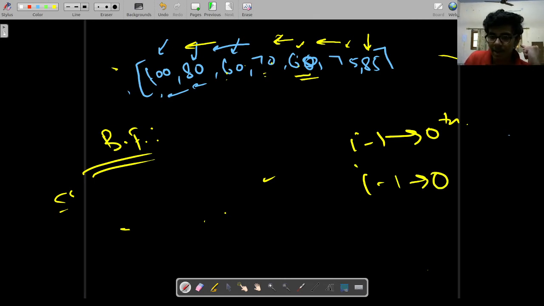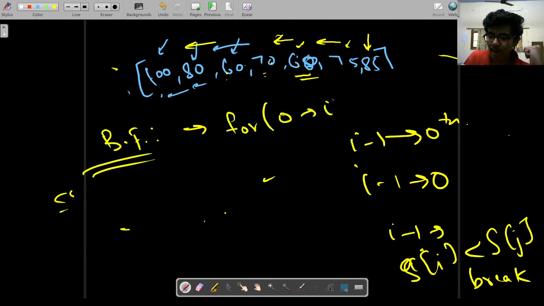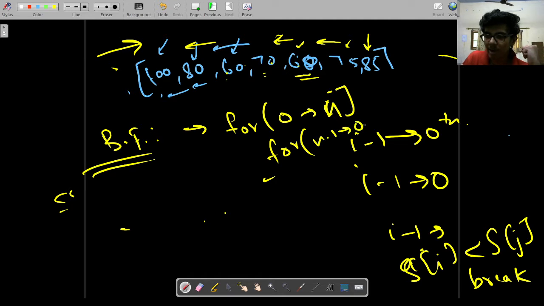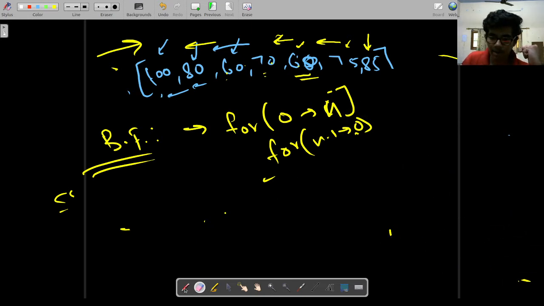This means if I come over to I, I will check from I minus 1 to 0, and as soon as I find that S of J is getting bigger than S of I, then I will break it, right? So what I am doing is first moving from 0 to n, and for each of them I can move from n minus 1 to 0, right? I can move from n minus 1 to 0.